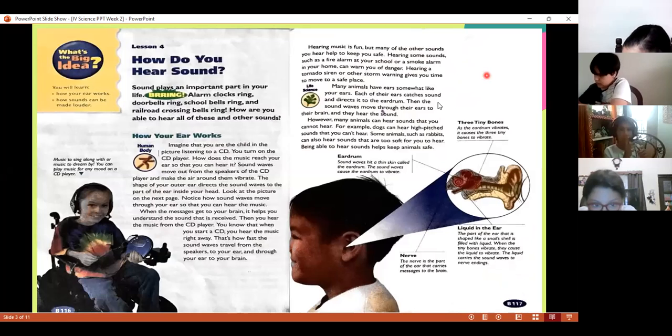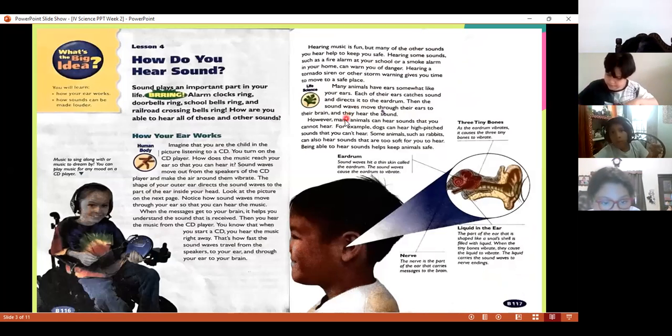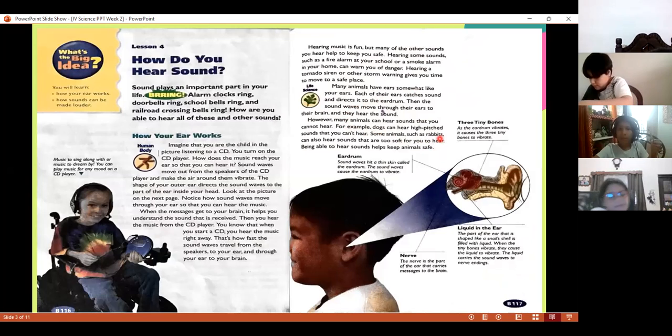Now, as you can notice, he's describing that our ear doesn't work like the animals'. We can listen to sounds, yes, as they can, but it mentioned dogs, that dogs can hear high-pitched sounds that we cannot hear, or we can hear them only when they're close to us, not too far away. And animals like rabbits can hear sounds that are too soft for us, that we sometimes cannot even perceive, because they have that ability.